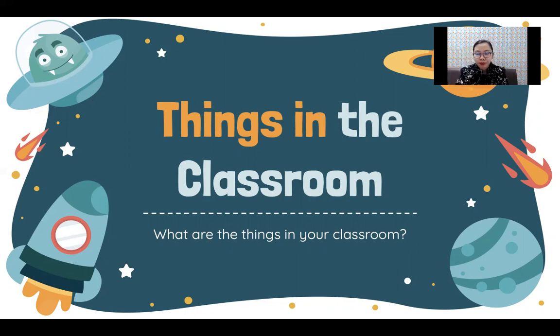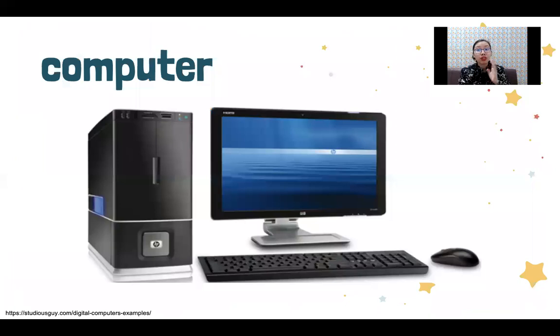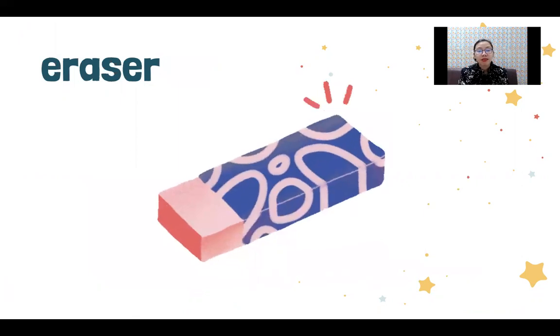We will identify some things that you can find or use during classes, and then we will learn how to use different sentences. We will start with vocabulary. Say it together with Teacher Shai. The first one is computer. Computer. Next, eraser.